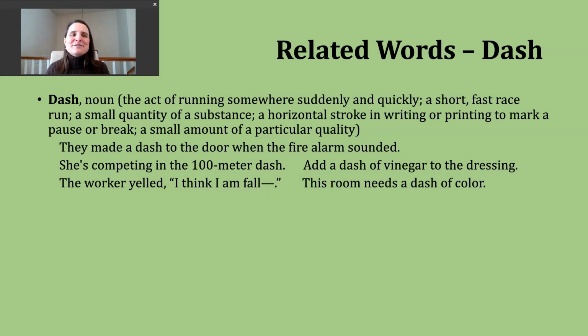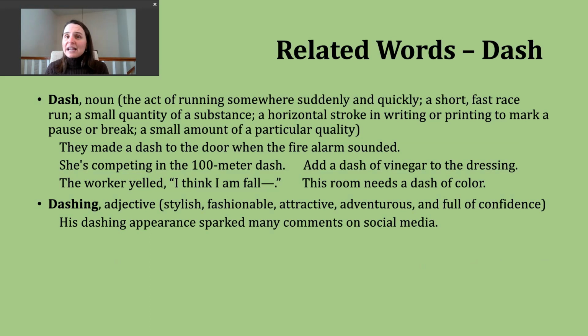A fifth way to use the noun dash is to just refer to some small amount of a particular quality or characteristic. An example of this: This room needs a dash of color. So maybe we have very sort of gray walls, gray carpet, and you're thinking, oh, it needs a little amount. A pop of color might be another way you'll hear it used.